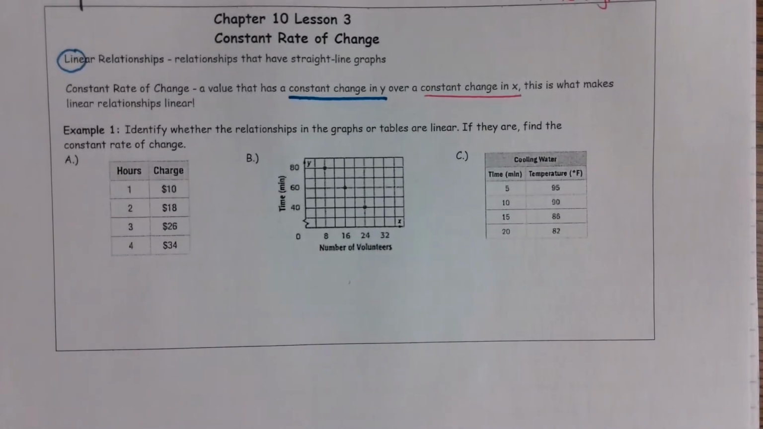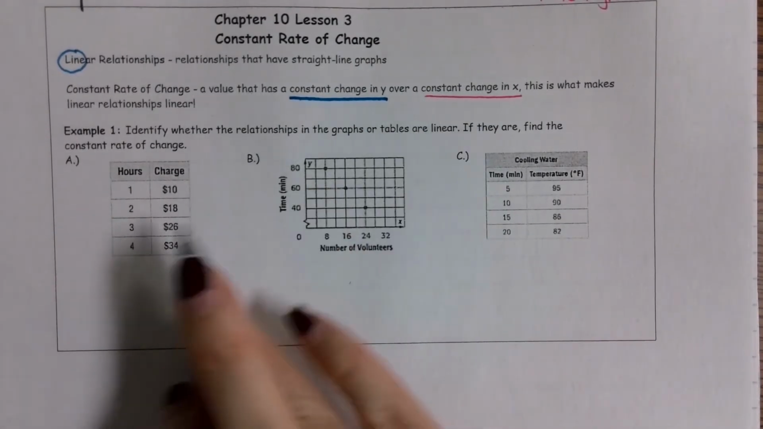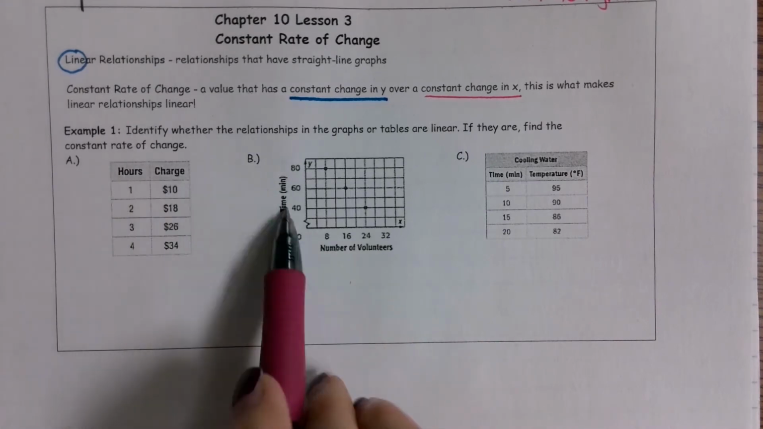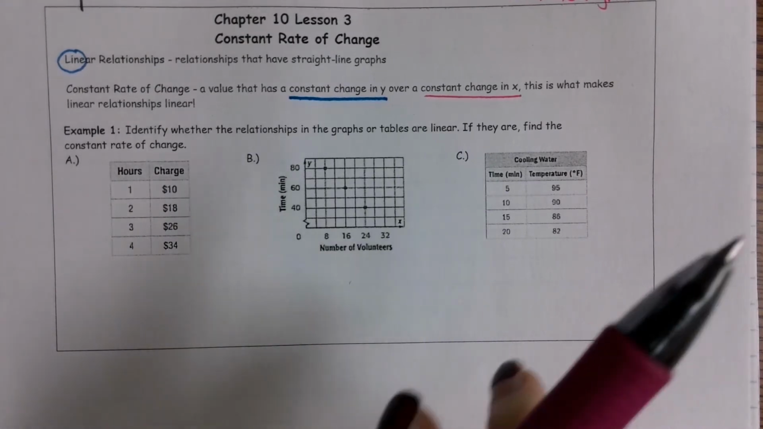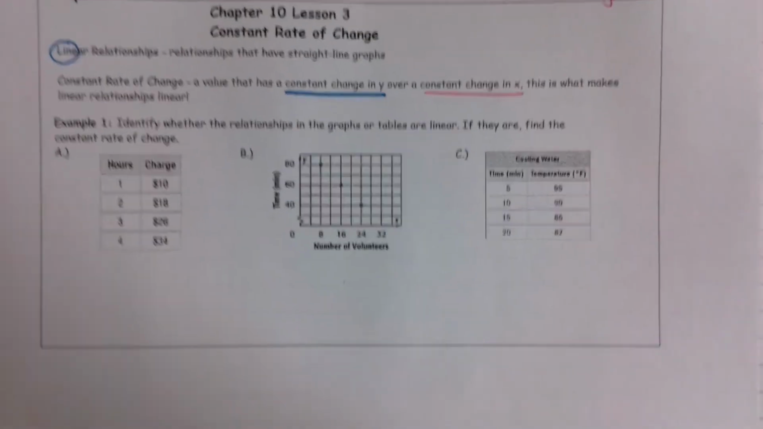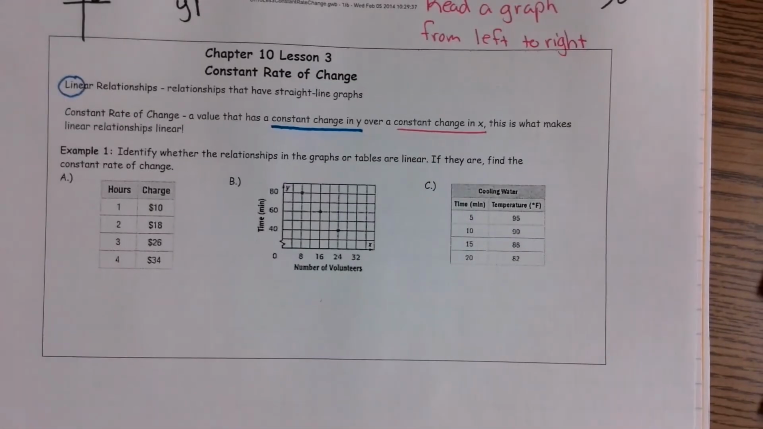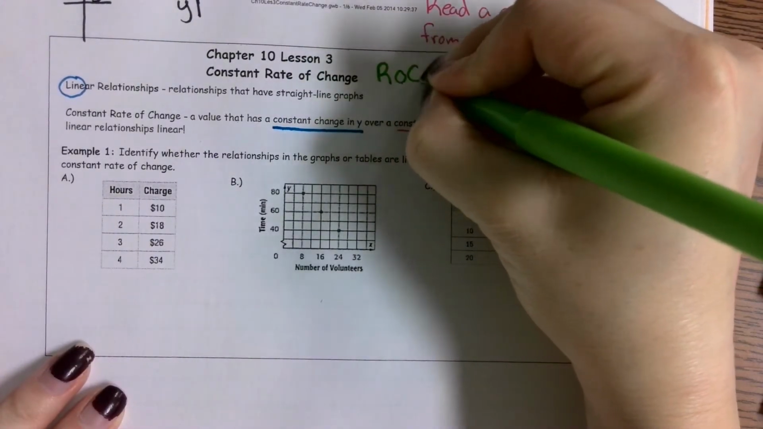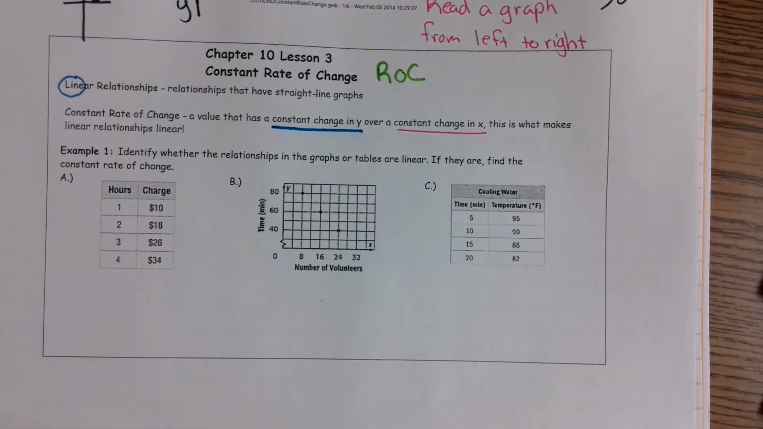All right, so taking a look here, we're going to do the first two problems together, and you'll do the third one on your own. We're going to identify if it's a linear relationship, and if it is a linear relationship, then we need to identify what that constant rate of change is going to be. And for right now, we're just going to label it an ROC, my rate of change.